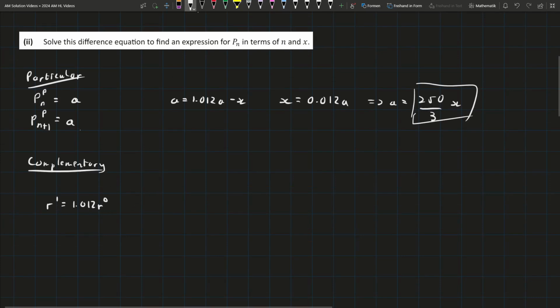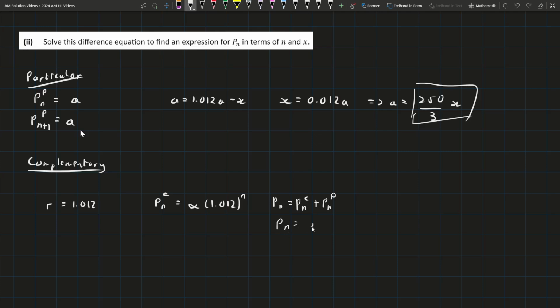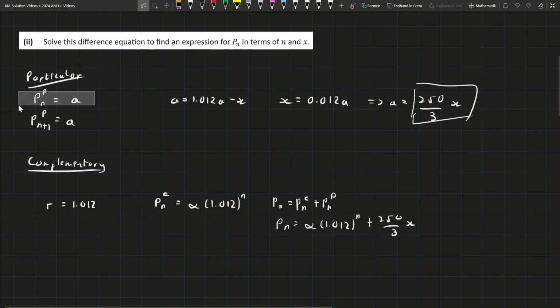So this is quite self-explanatory. r to the power of 0 is 1. So our root is 1.012. That means that our complementary solution is equal to alpha times 1.012 to the power of n. Now our final solution will be equal to the sum of the complementary solution and the particular solution, which will be equal to alpha times 1.012 to the power of n plus 250 over 3 x. I know it would be tempting to put that down as a minus since it's the people emigrating, you'd think, but just trust the method. Our particular solution was A, and A was positive 250 over 3 x.